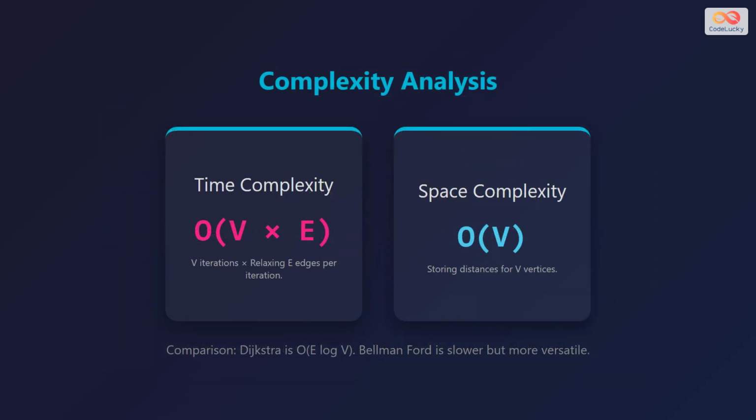Let's talk about efficiency. The time complexity is big O of V times E because we iterate V times and process E edges each time. The space complexity is big O of V to store the distances. This makes it slower than Dijkstra's algorithm, but it is the necessary trade-off for handling negative weights.